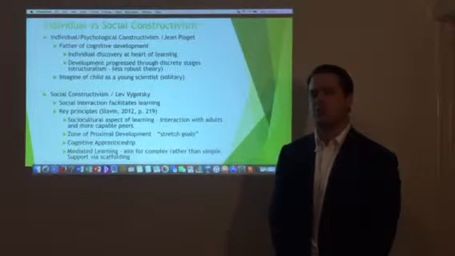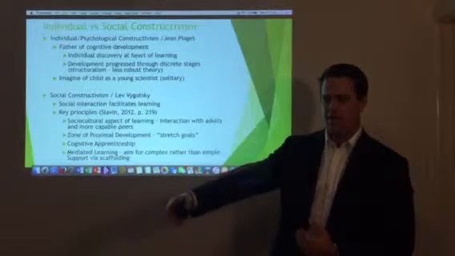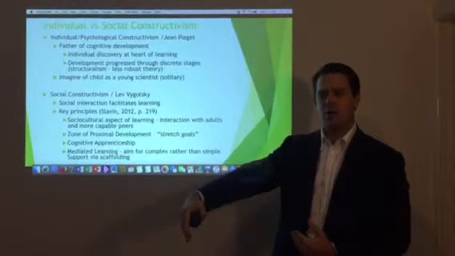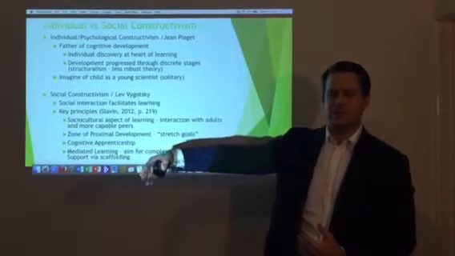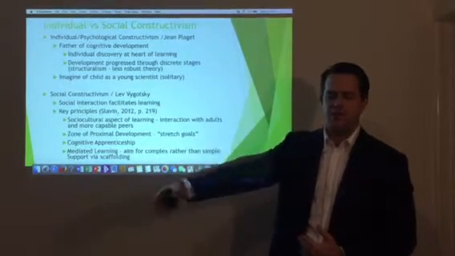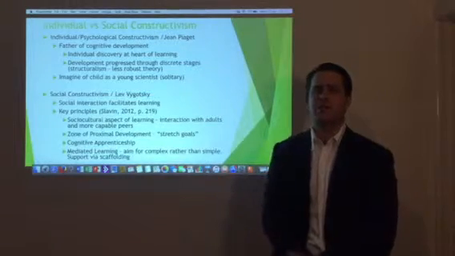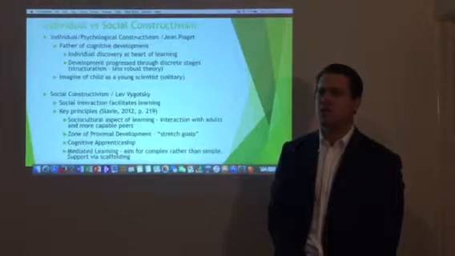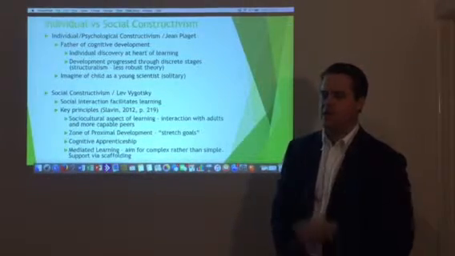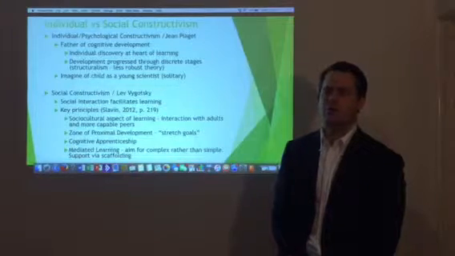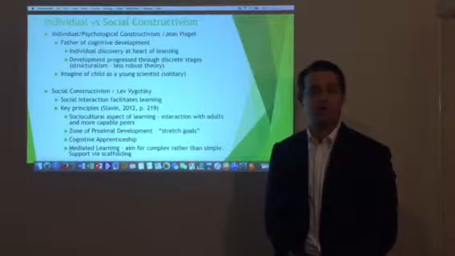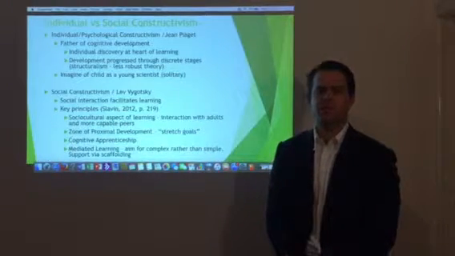A zone of proximal development, where an individual will have a certain ability level that they can achieve on their own, and then beyond that is cognitive development they can achieve, but with the assistance of others. If an individual is operating in this zone, that's the best result. Cognitive apprenticeship: Vygotsky said that less capable peers, when in the company of more advanced peers or adults and so forth, increases their cognition and cognitive development.